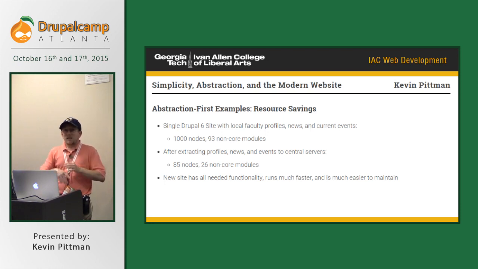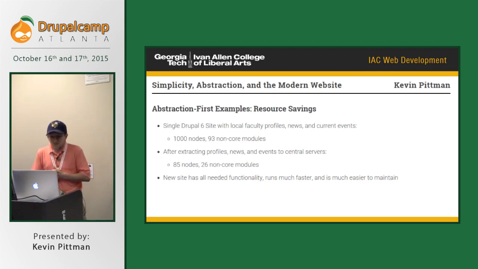And so after extracting all of that, and setting up the central profile server, and then getting a new module in place to connect with our Georgia Tech Central News and Events server so that they could post things there and they'd just be pulled down dynamically like those faculty profiles, I got the site down to just 85 nodes, and I got it down to 26 core modules, eliminating about 70 modules, I think, that were in use on the old site. Now, not all of those were related to the profiles, but there was a good number related to profiles, news and events feeds, and some other things that we abstracted.